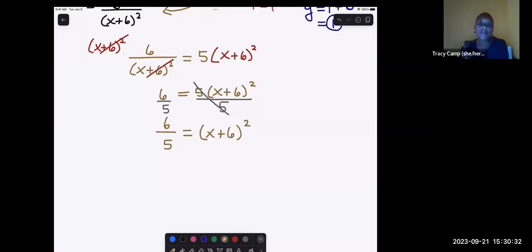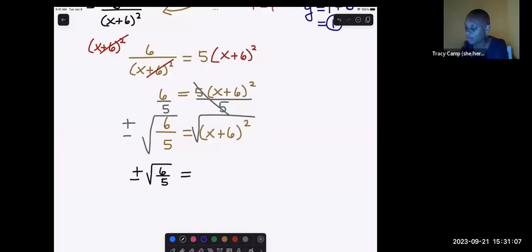I'm trying to get x by itself, and right now it's trapped in that x plus 6 quantity squared. So I'm going to get rid of the square by taking the square root of both sides. Just make sure that you put plus or minus on the other side, because you can square a positive and get the same result as when you square a negative. So put the plus or minus. From here, I end up with plus or minus root 6 over 5 equals just x plus 6, because the square and the square root cancel each other out.